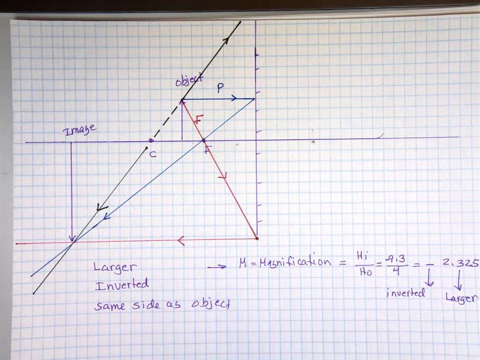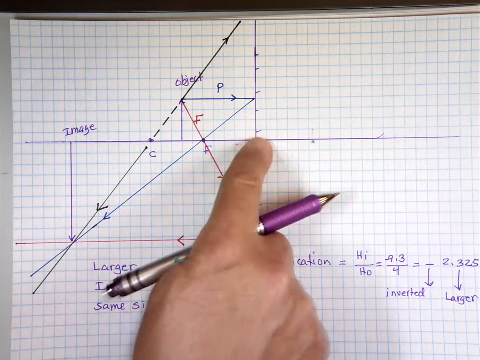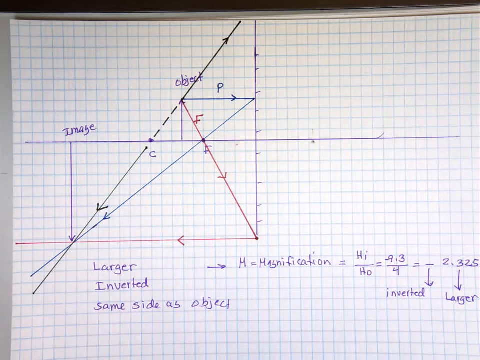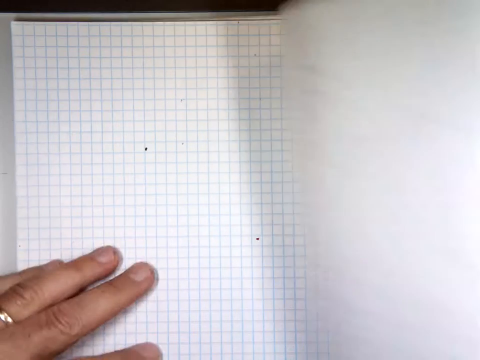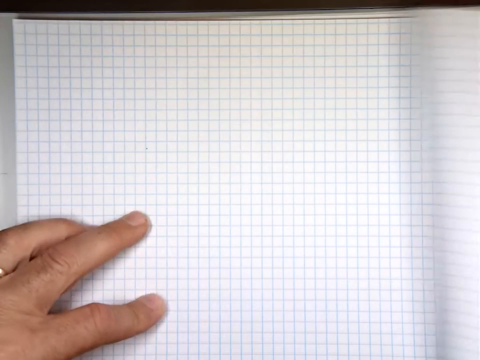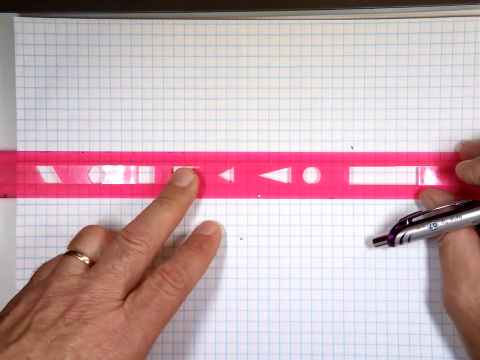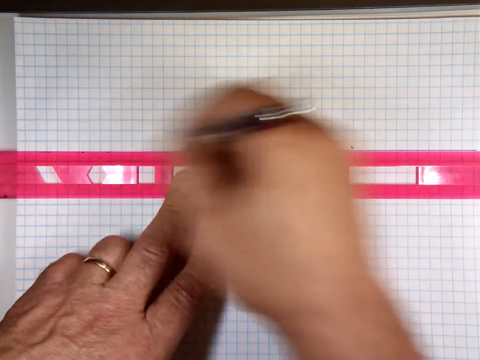Let's look at the third case. If you put the object between F and the mirror, what will happen? Again, all cases so far I'm doing concave mirror. I didn't do convex yet.